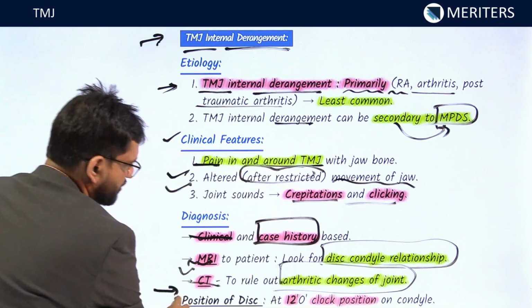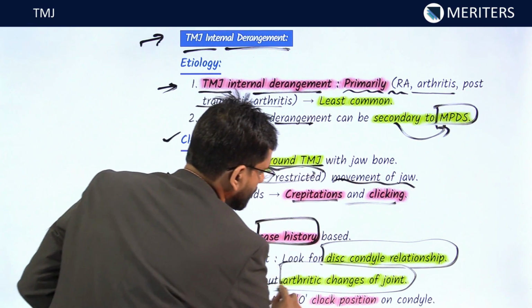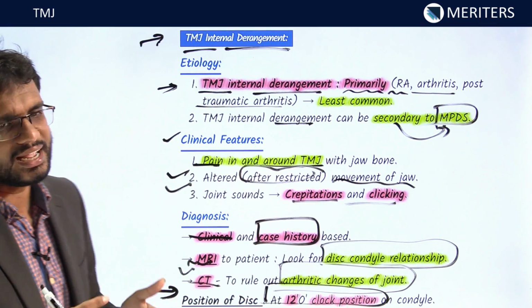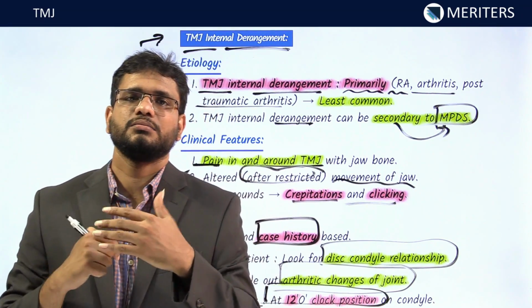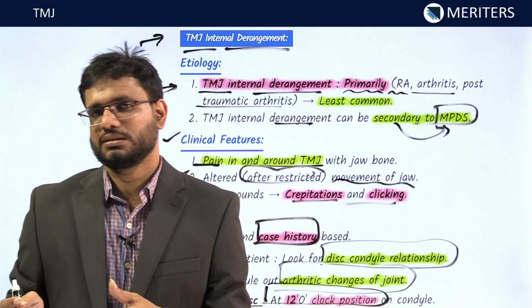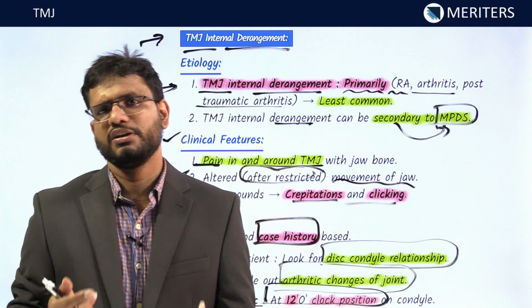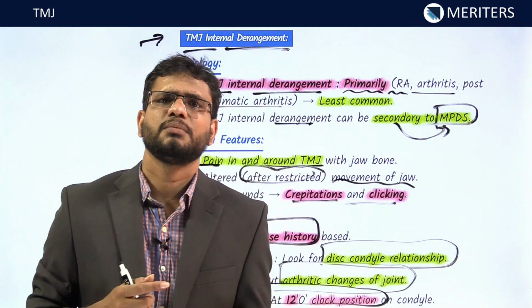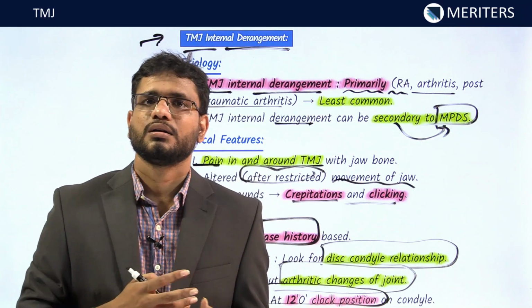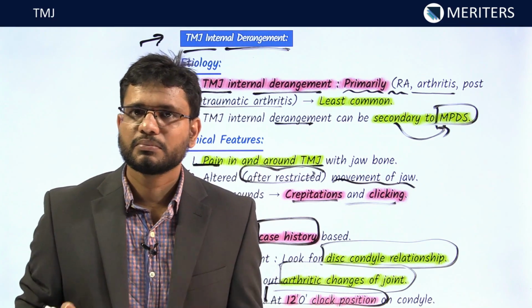Now, the position of the disc should be at the 12 o'clock position on the condyle. I have already told you that the condyle, while opening also, should be in the middle of the disc, right? And we know the anterior and the middle part is almost avascular, so that's not going to cause pain while the movement of the jaw occurs in normal conditions.